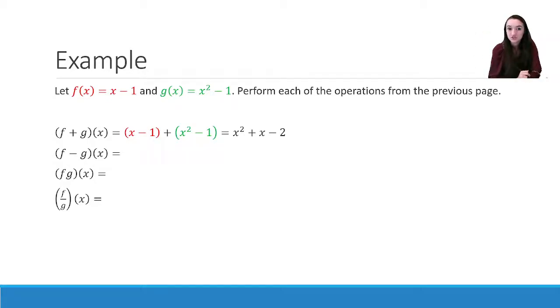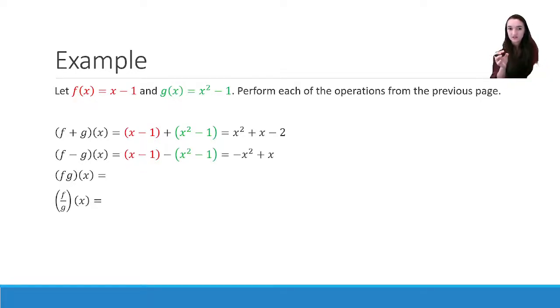F minus g of x is just we're taking all of f of x, x minus 1, and subtracting all of g of x. So make sure when you do that you actually subtract all of g of x. So we are distributing that negative symbol. So this negative gets applied to both the x squared and the negative 1 to give us x minus 1 minus x squared plus 1. So that's why this is negative x squared and there is no 1 left over because it cancels out.